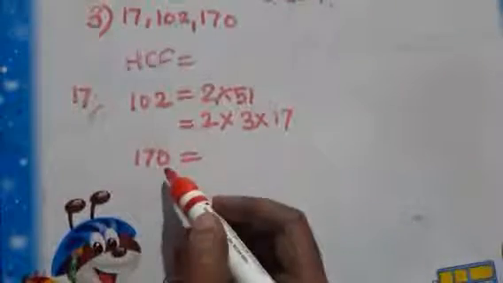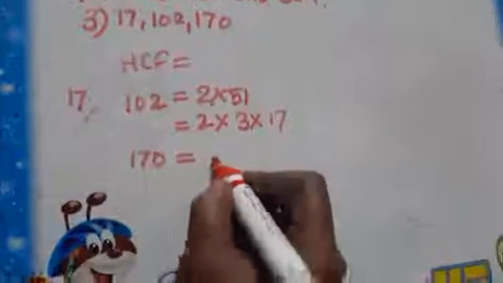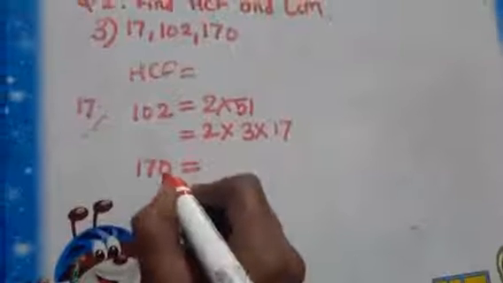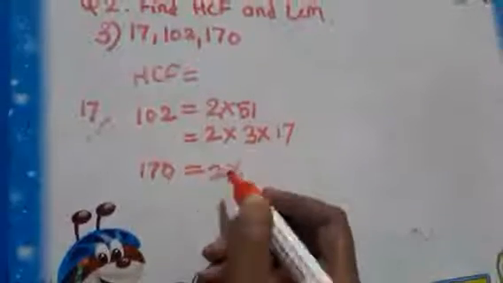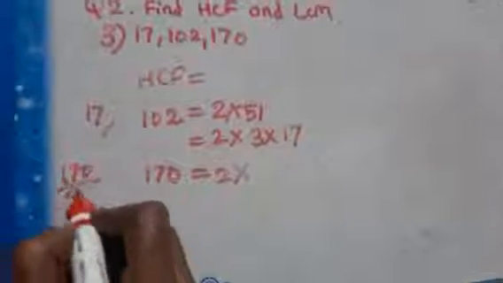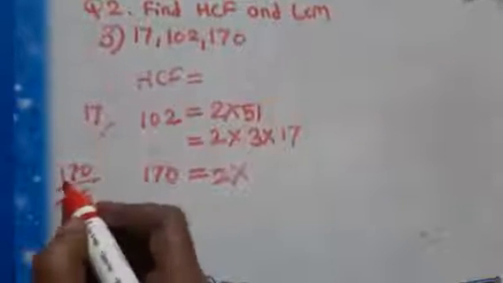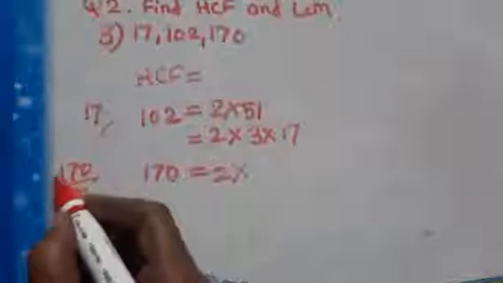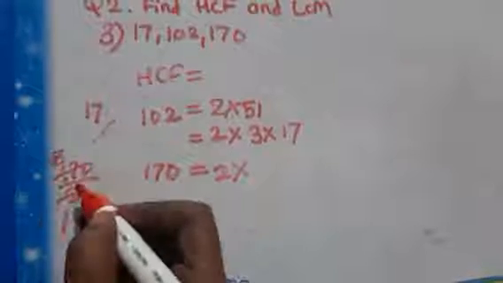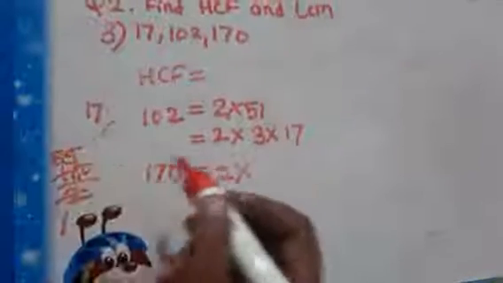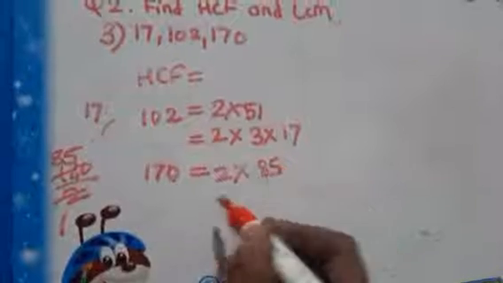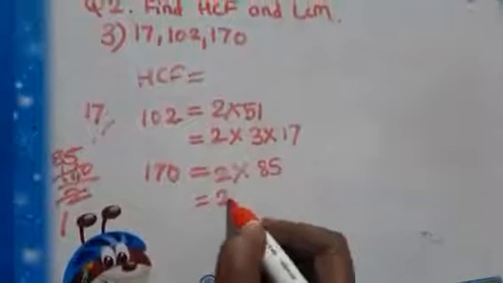Next is 170. As it contains 0 at the unit place, we can take 2. 2 into what? 170 divided by 2. 2 ones are 2. We have to take the first 2 digits. It will be 17. So 2 eights are 16. 1 will remain. This is 10. 2 fives are 10. 85. Now the 2 will be as it is.